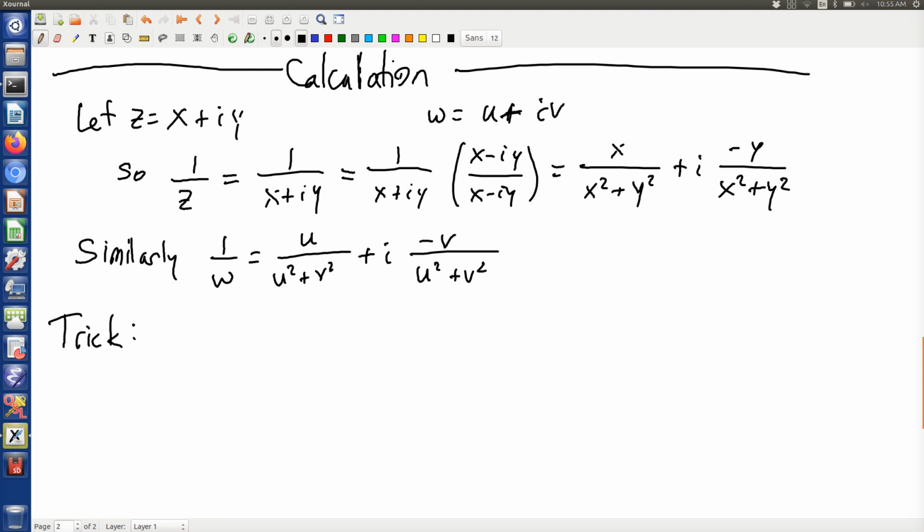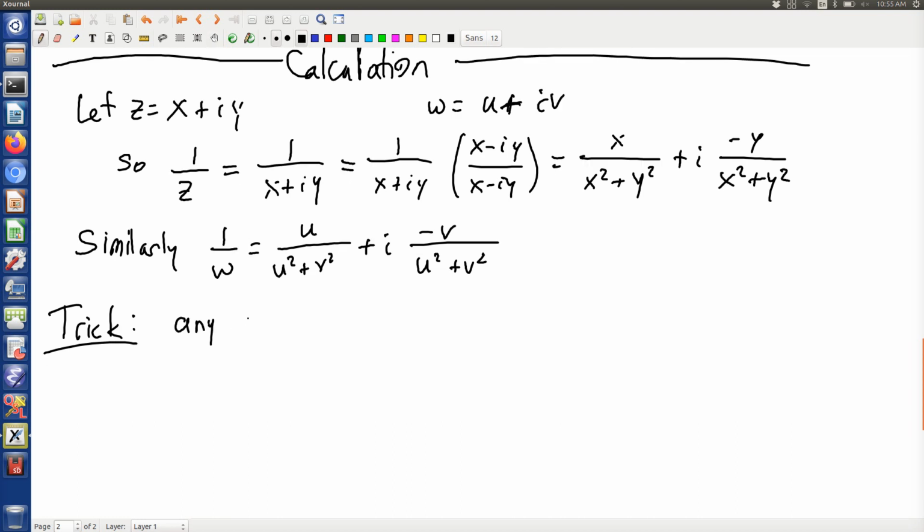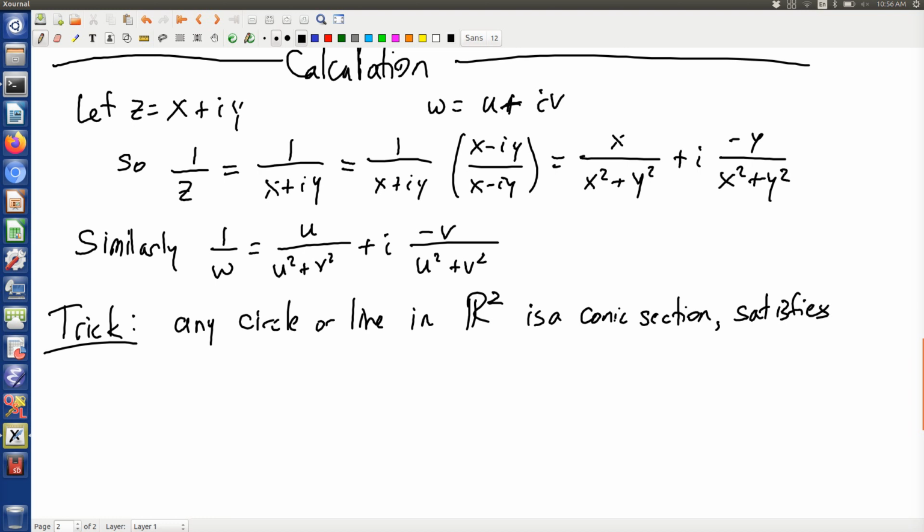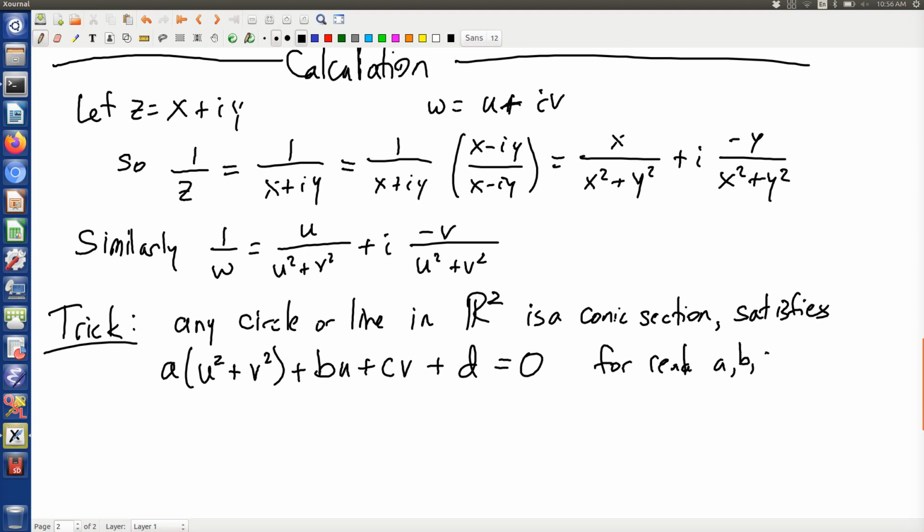Okay. Now here's a trick. And this is a trick that goes all the way back to pre-calculus, is that any circle or line in R2 is a conic section and so satisfies an equation that looks like this. Okay, so a conic section, of course, satisfies any kind of quadratic formula like this, but this is a specific one because you'll notice the A right there is on both the u squared and the v squared.